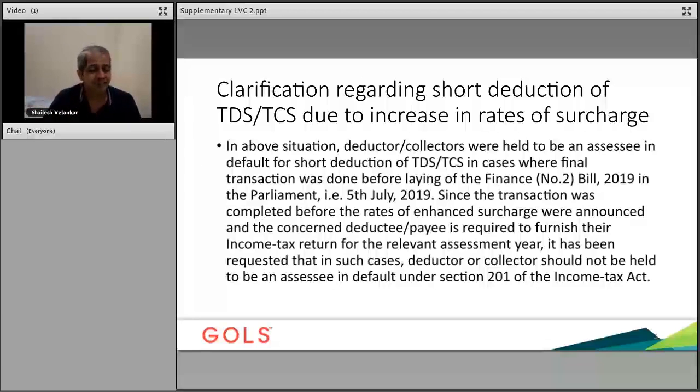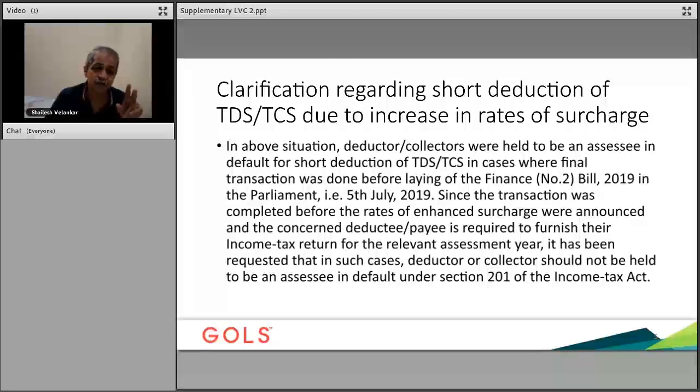So let us see what is an assessee in default. Under the Income Tax Act, there are various TDS provisions: TDS from salary, professional fees, etc. Whenever you are making any payment, you are required to deduct the TDS. If you do not deduct the TDS, you are treated as an assessee in default. That means the money will be recovered from you along with interest. Okay, that is the provision of assessee in default.